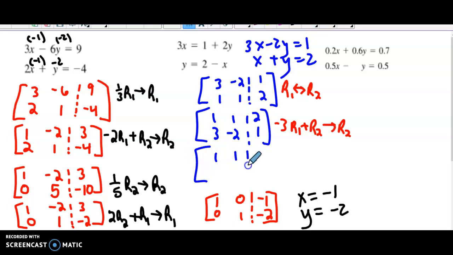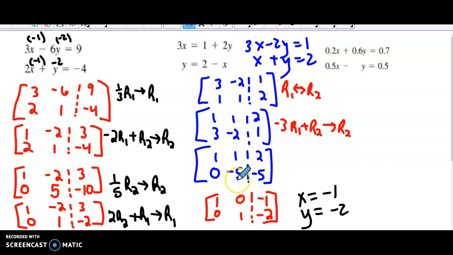My row 1's going to stay the same. I'm going to take negative 3 times row 1. Negative 3 plus 3, 0. Negative 3 times 1 is negative 3, plus negative 2 is negative 5. Negative 3 times 2 is negative 6, plus 1 is negative 5. Okay, I got my 1, 0.